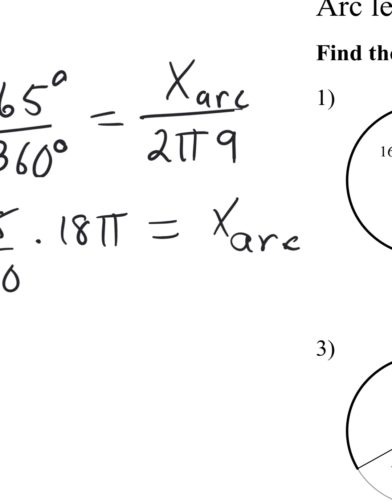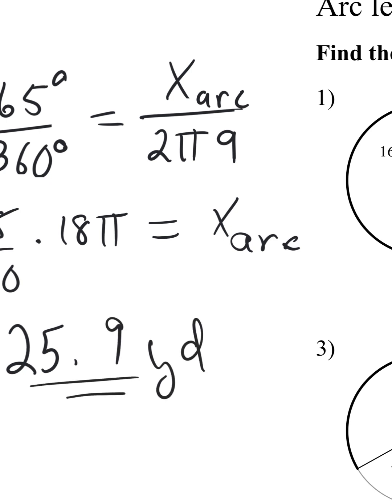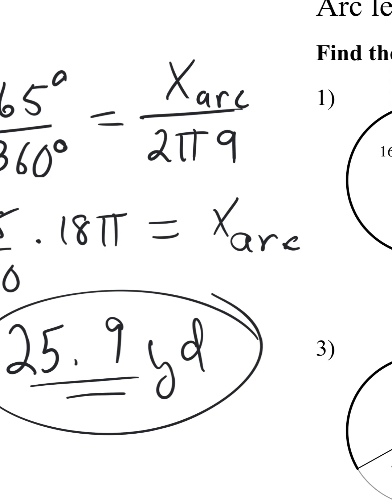So what does this come out to in your calculator? 165 divided by 360 times 18 pi. What do you get? Yeah, okay, perfect. So 25.9. There we go. 25.9 yards. Okay, that's a length. Does it make sense? Yep. Beautiful.